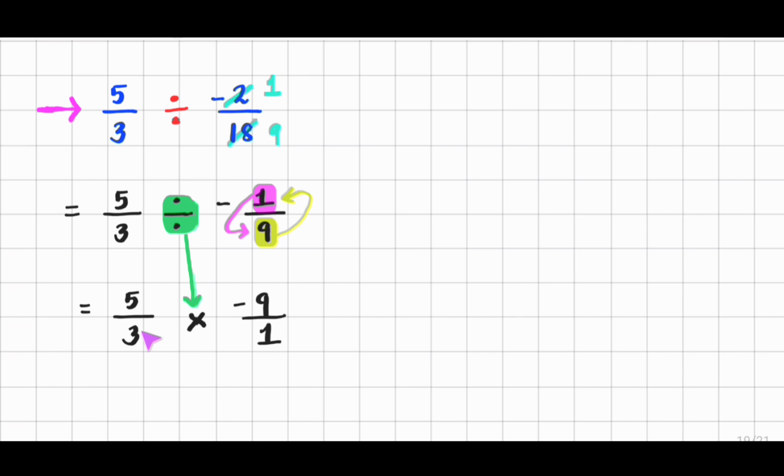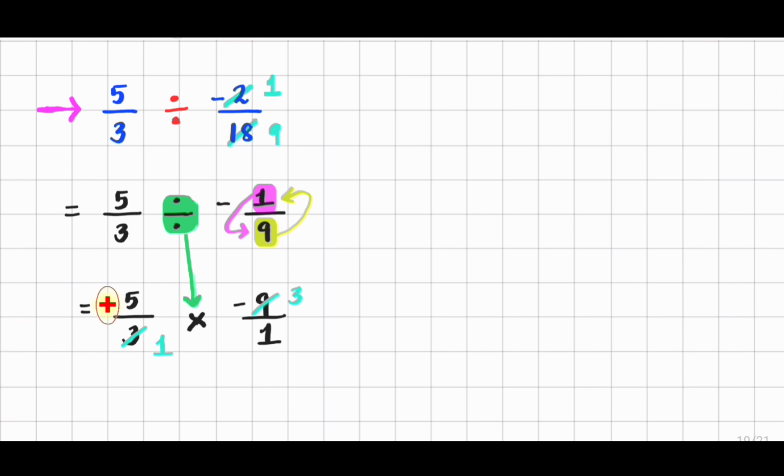Here, you can cancel the denominator of the first rational number 3 by the numerator of the second rational number 9 by the common factor 3. Now finally multiply the numerators together and then multiply the denominators together. You always multiply the sign first. A number without a sign before it is considered as a positive. So 5 over 1 is actually plus 5 over 1.